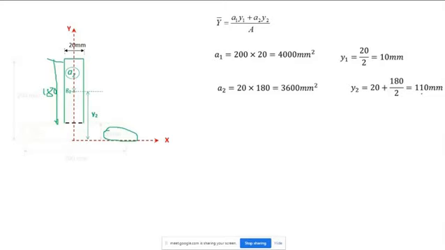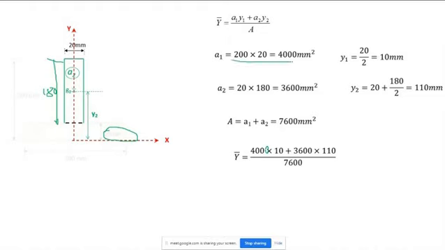So next thing is you simply need to substitute. Actually, this is 4000, it's not 400. So 4000 into 10, that's A1 into 10, and A2 into 110, divided by the total area, which is the sum of these two areas, 7600. That results in y bar equal to 57.37 mm.